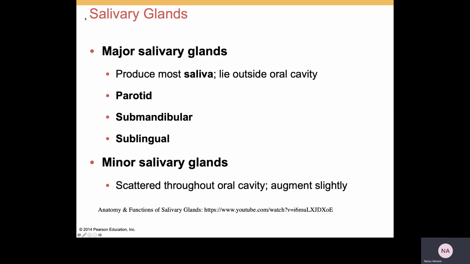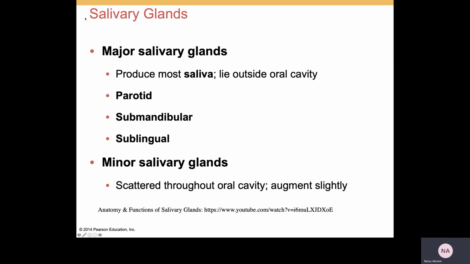So the salivary glands are going to be really important accessory organs of the digestive system. No surprise that they produce saliva. They are going to lie outside of the oral cavity, and there are three pairs that you need to know. Remember, they are bilateral, so they are paired. The parotid, the submandibular, and the sublingual glands.